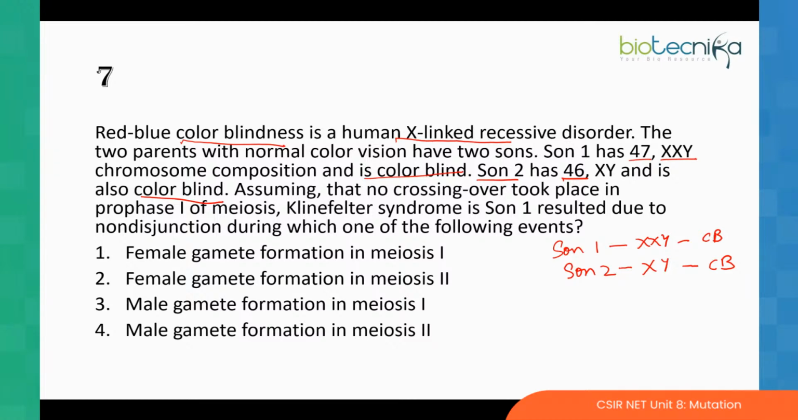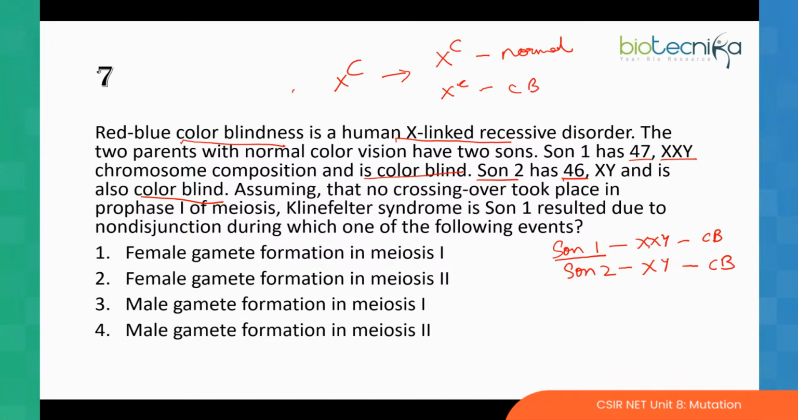Now see, it is very clearly mentioned that the gene for color blindness is X-linked recessive. So suppose color blindness is caused by this gene XC. The allele X capital C will be normal, whereas the allele X small c will cause color blindness. Now, this son, who has Klinefelter syndrome, which is trisomy of sex chromosome, is colorblind.